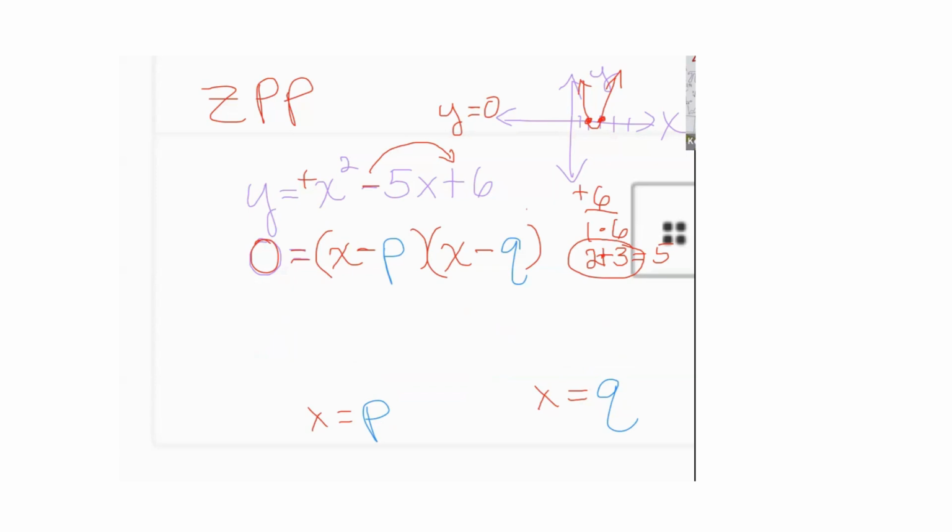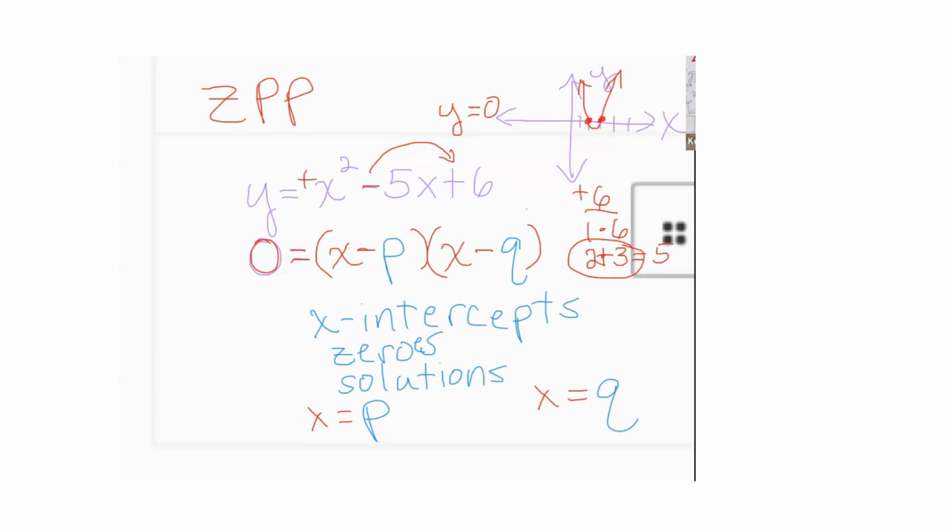So we would call those x-intercepts. We might call them zeros. We might call them solutions. I don't know if there's an E in there. But all of those things are what P and Q are.